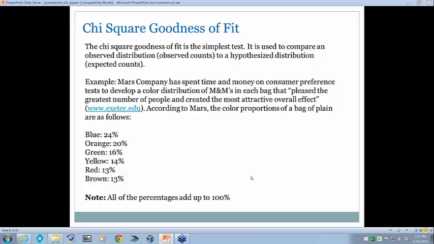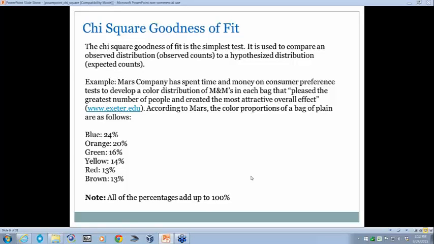And start with the goodness of fit test. That's probably the simplest. It's used to compare an observed distribution, which would be something that we've seen or that we've measured, to a hypothesized distribution, what we would expect, what we would plan to see, what we would like to see. The example, you may have seen this example before.